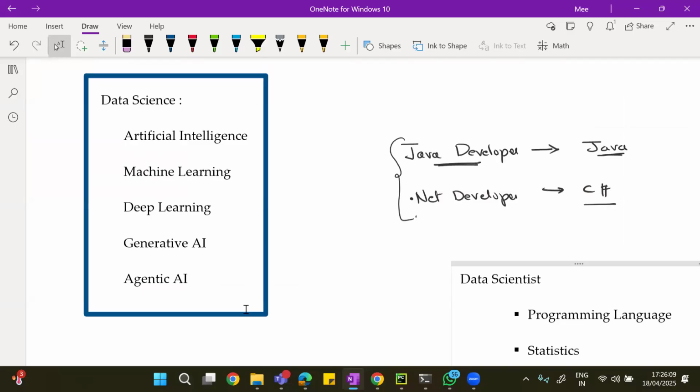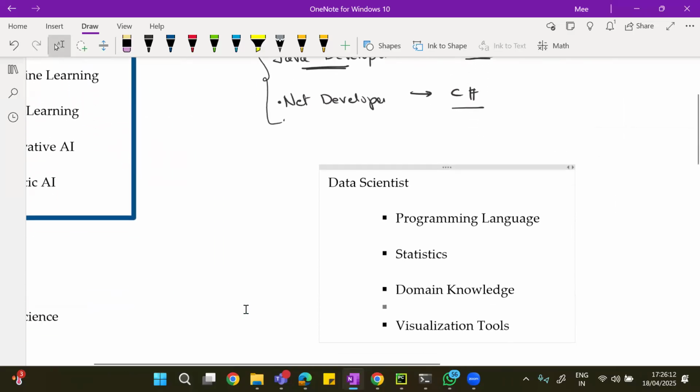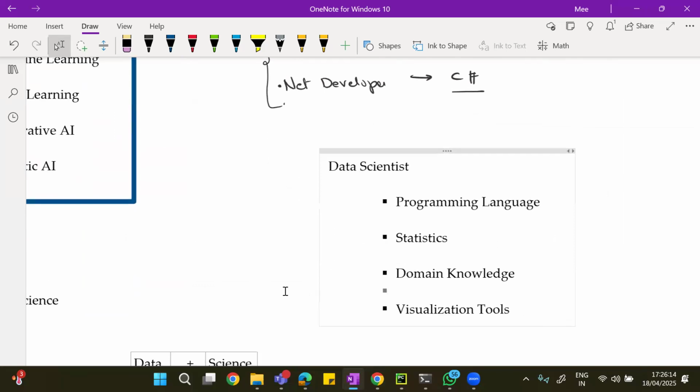Okay, data is a must. When there is data, there will be some errors in the data, which we are going to remove using statistics and pandas. I will explain those things. And domain knowledge, as I told you, is industry knowledge. If you are working in the banking domain, it is called banking domain knowledge. And if you are working with visualization tools, like Matplotlib, Seaborn, and so on, you can put the data in graphical form.